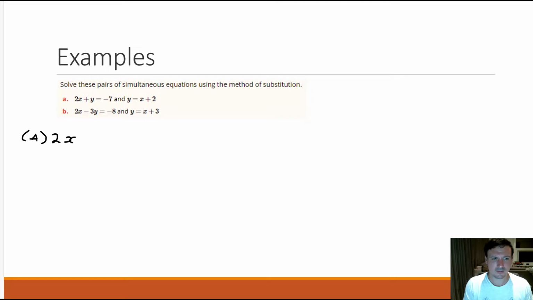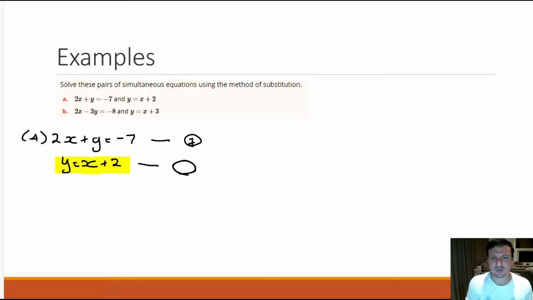So we have 2x plus y equals negative 7, and we have y equals x plus 2. So our first thing is to determine that we have an equation that has y or x or any letter as the subject. What that actually means is that one side only has one letter. So in this case, we have y equals, so y is the subject of this equation. So we're going to substitute this. Now I'm going to label this as equation 1. I'm going to label this as equation 2.